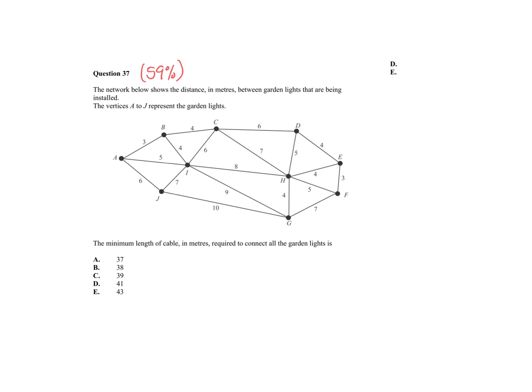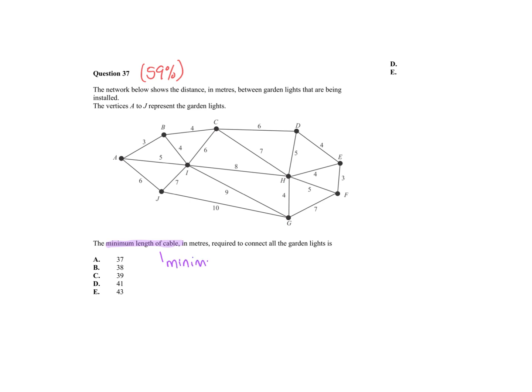below shows the distance in metres between garden lights that are being installed, and the vertices A to J are the garden lights. What is the minimum length of cable required to connect all the garden lights? So you just got to think, if you had a live wire and you just need to get that live wire from one to all of them, what that means is this is a minimum spanning tree.